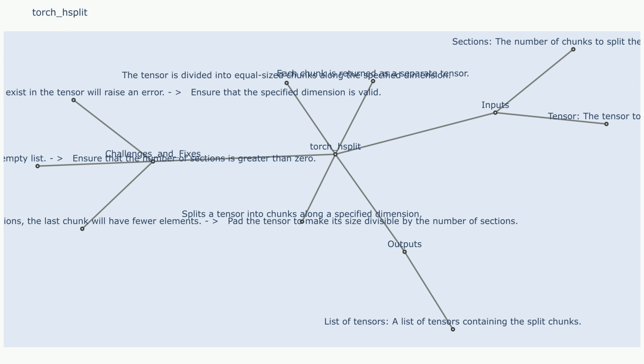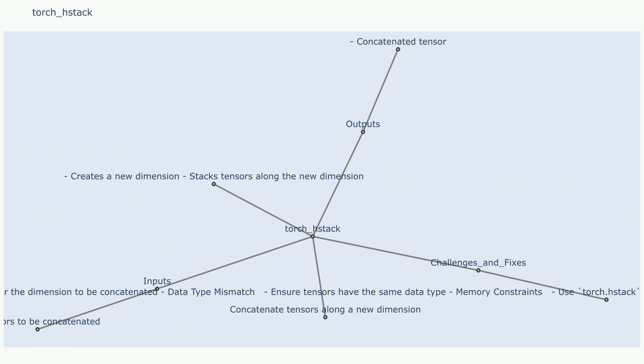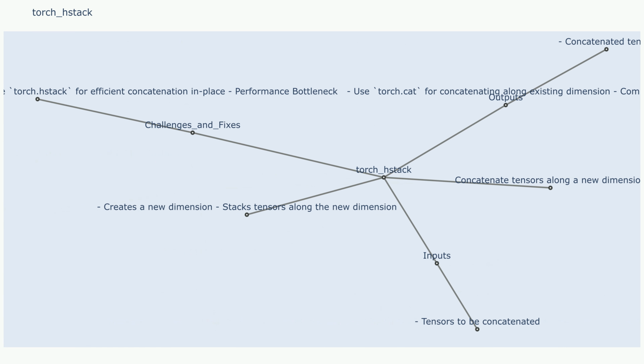Torch.hstack. Description. The torch.hstack function in PyTorch is a powerful tool for concatenating tensors along their horizontal axis, effectively combining them side by side. It's particularly useful for stacking tensors that represent rows or observations.